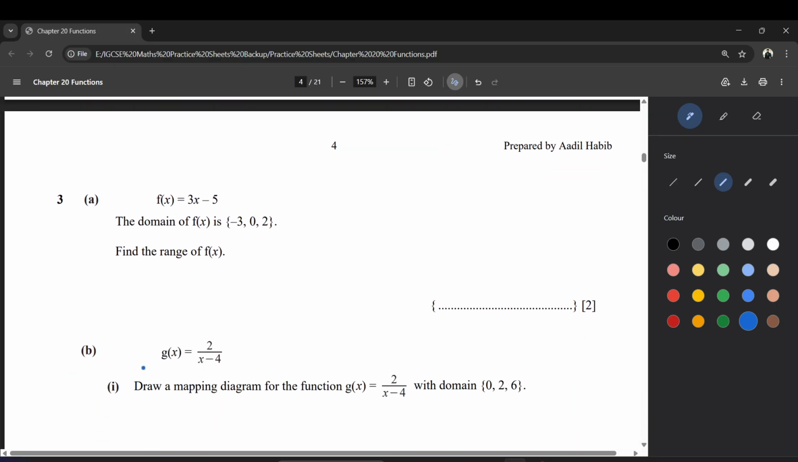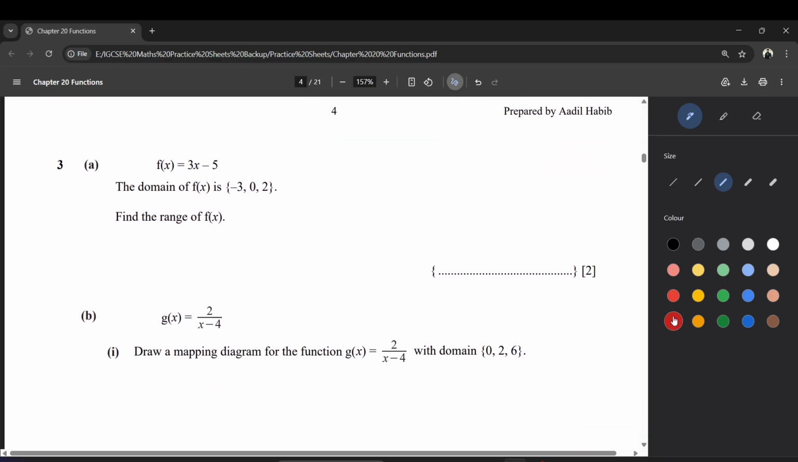All right, question number 3. The domain of f of x is minus 3, 0, and 2. So here you have been given individual values. In the previous questions, we were given the interval, right? That the domain can have any value between the given range. But here they have told you that x can take only these three values. And this is your f of x. Find the range of f of x.